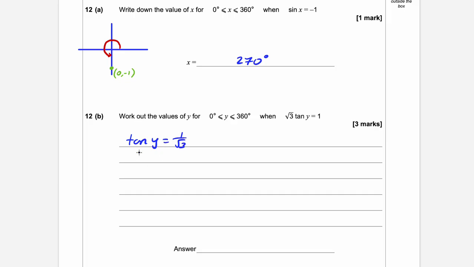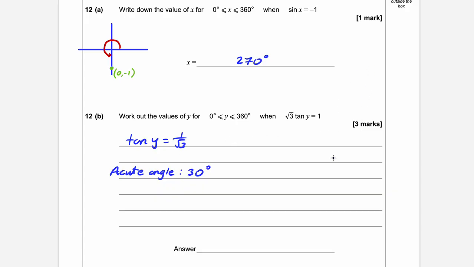Okay, now we're going to solve this. Tan of y is 1 over root 3. So the acute angle, we need to know, guys, without the calculator, 1 over root 3 is 30 degrees. So the acute angle is 30 degrees. You need to know that, guys. You need to know that tan of 30 is 1 over root 3.